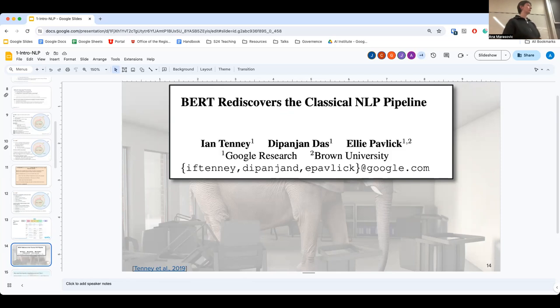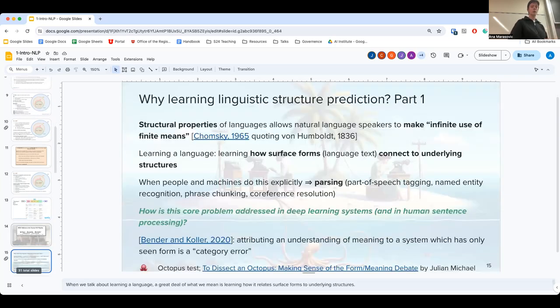And I think there are several reasons for why we still need to learn linguistic structure. I will present some of them, but there are, of course, many more. Today, and I will come to that as well, NLP is part of these larger discussions about AI and what does it mean to understand and what does it mean to reason and whether these models are truly reasoning and understanding language.